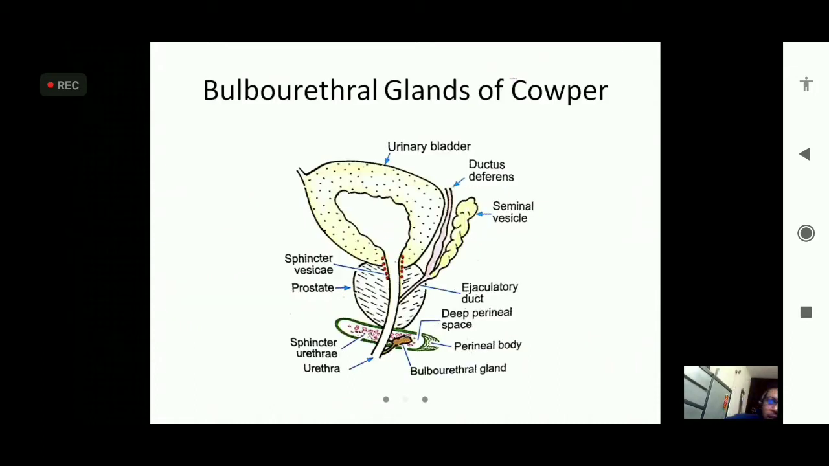Now, another thing, the bulbourethral gland of Cowper. What is the function of these glands? These are accessory sex glands. What do they do? They add bulk to the semen.